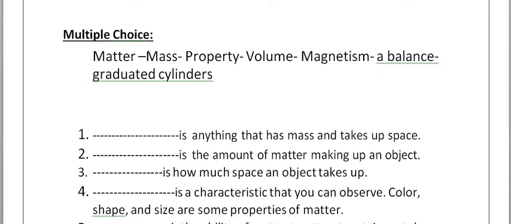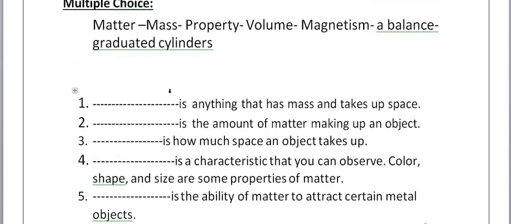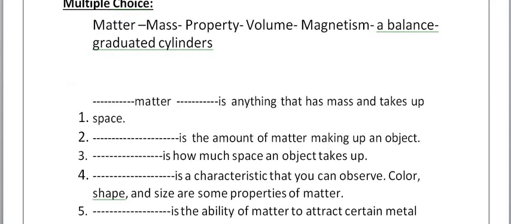Okay, let's solve this one. This is a multiple choice question, and he is giving me different choices like mass, matter, property, volume, magnetism, balance and graduated cylinder. Okay, what is anything that has a mass and takes up a space? It is the matter. Yeah, it is the matter. So matter is anything that has a mass and takes up a space.